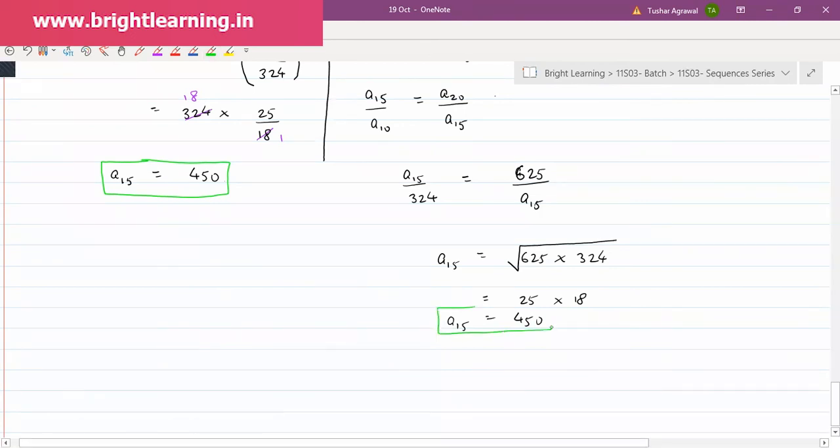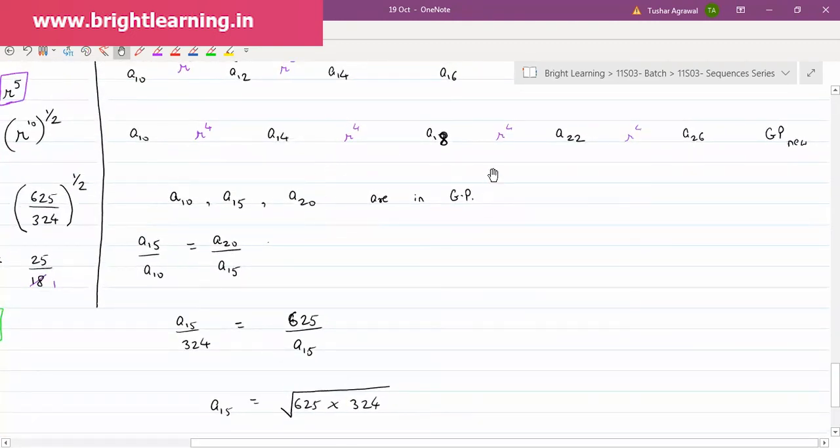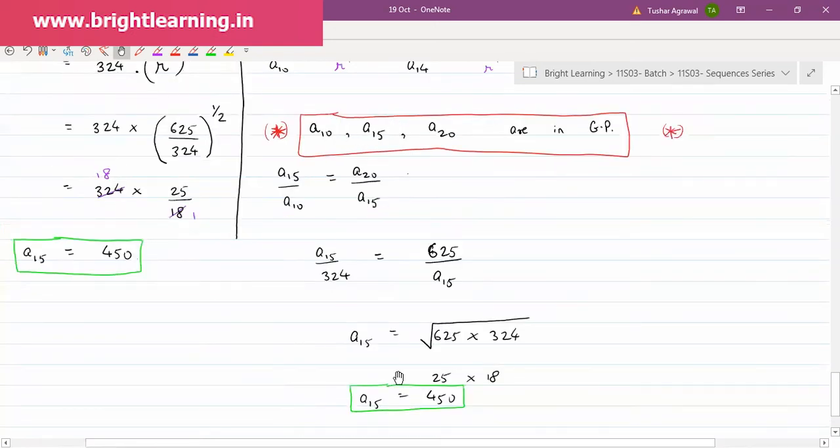Okay. So if you have been clear with the step approach, this is the most important line: the 10th term, 15th term, and 20th term. These three terms successively will be in GP. If you are able to realize this, then it's just 2 steps from there. See the calculation that we did on the LHS and the calculation that we did from here. Got it?